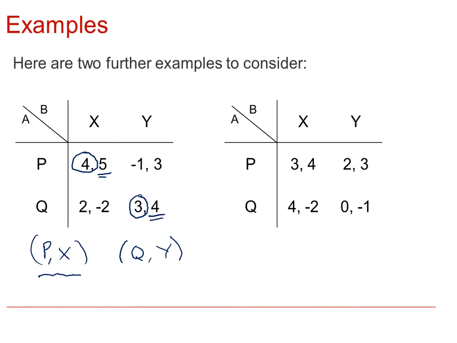On the right hand side, however, we would have that A would choose Q if they thought B was choosing X, and P if they thought B was choosing Y. However, B would choose X and -1 or the Y option if they thought A was playing Q. Therefore we can see there are no Nash equilibria.